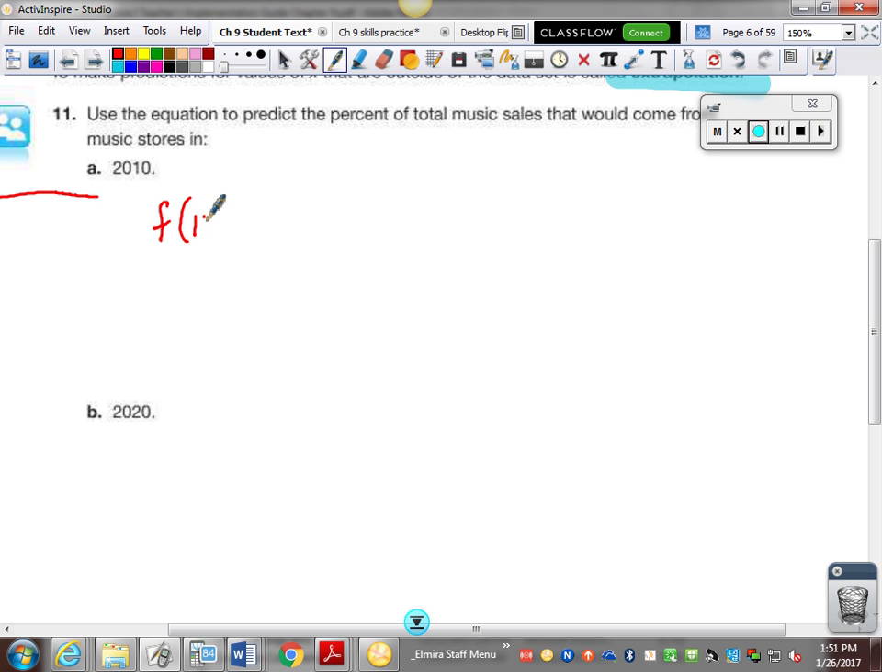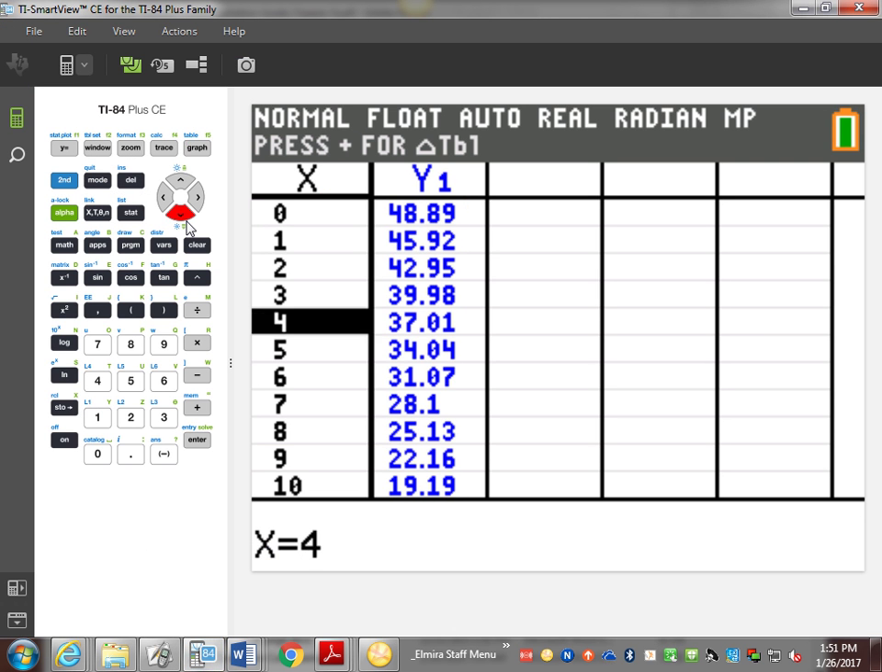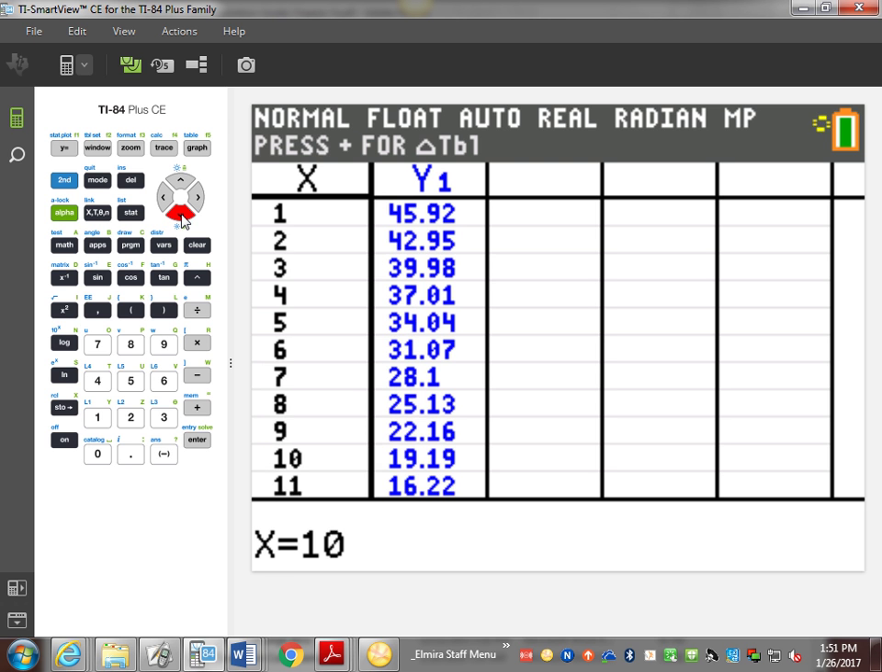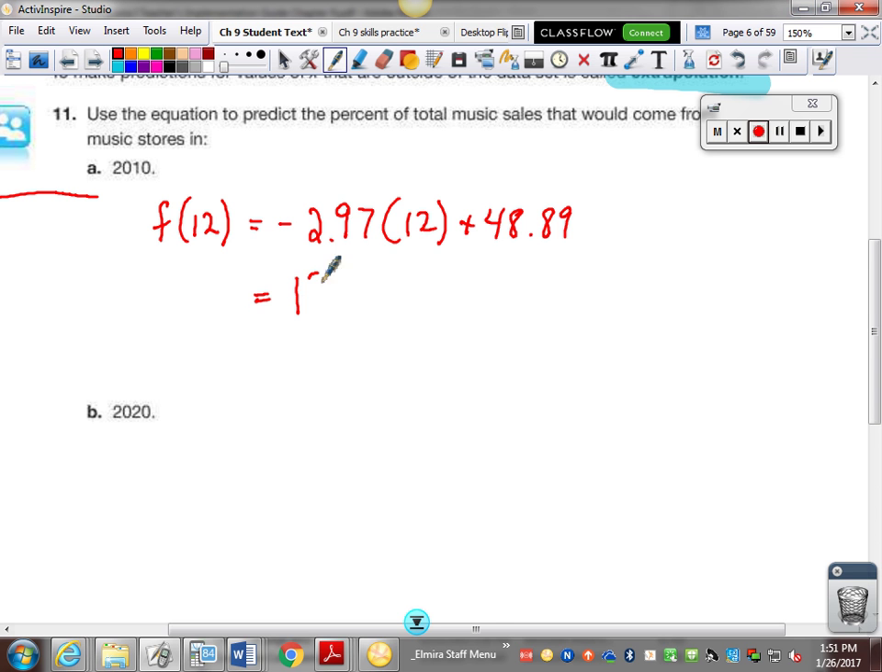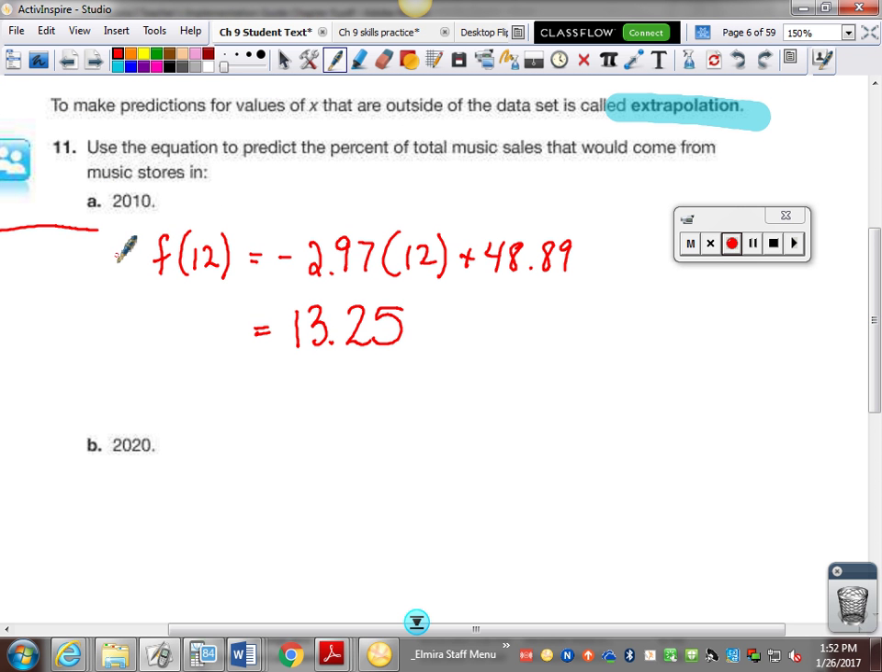Okay, so f of 12 is negative 2.97 times 12 plus 48.89. And you can type all that into your calculator, but if you have the y equals already in there, you can also find it in your table. Okay, there's the 12, 13.25. Okay, so 13.25% of music is being bought in a store as opposed to like an online source or something like that. Okay, that's extrapolation. We don't have any data to compare it to because it's outside of the data we collected.